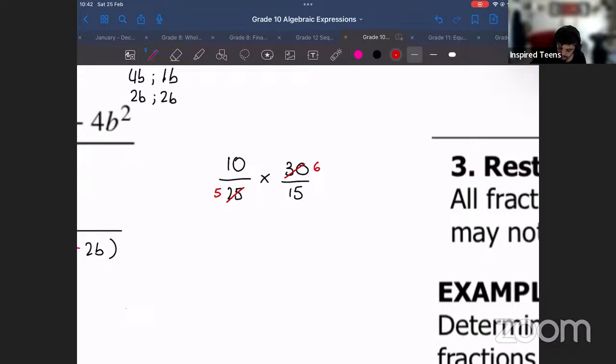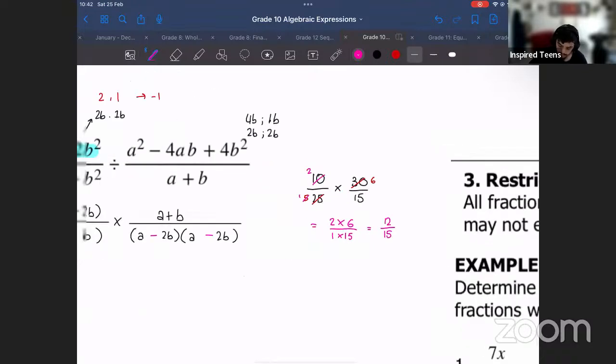And I get 6. Then, because that was numerator and denominator, I can even do one more with 10 and 5. I divide 5 by 5, I get 1. Divide 10 by 5, I get 2. That's it. So I'm left with 2 times 6 over 1 times 15, which is equal to 12 over 15. Simple example.